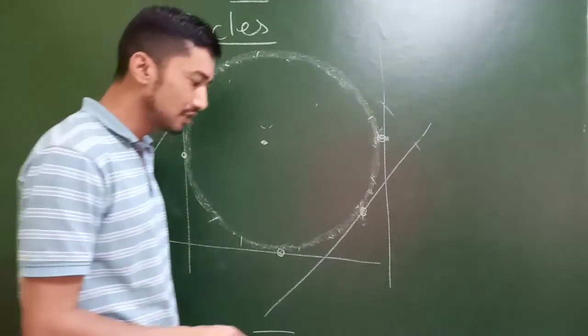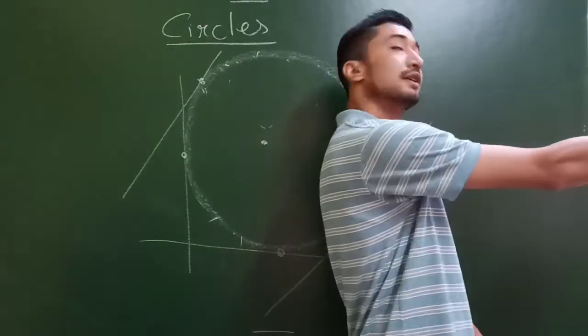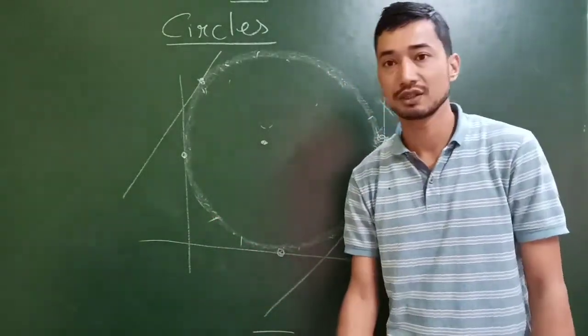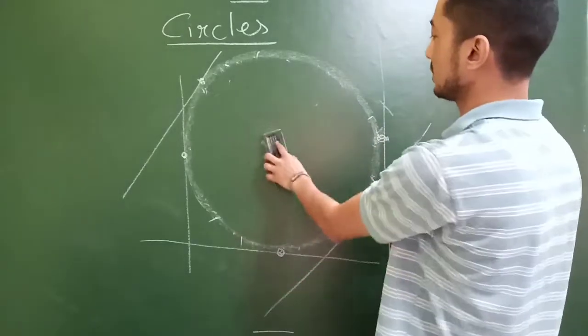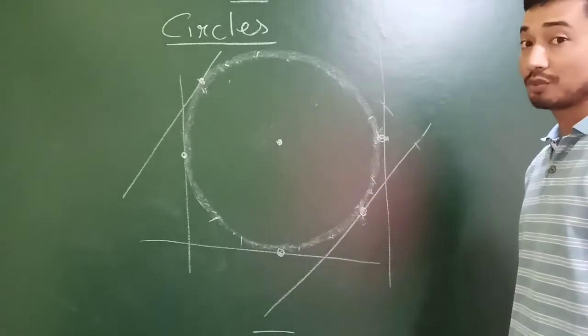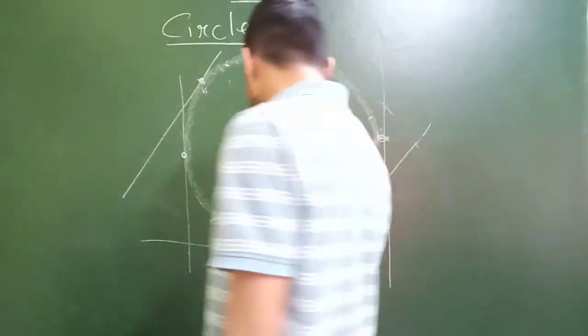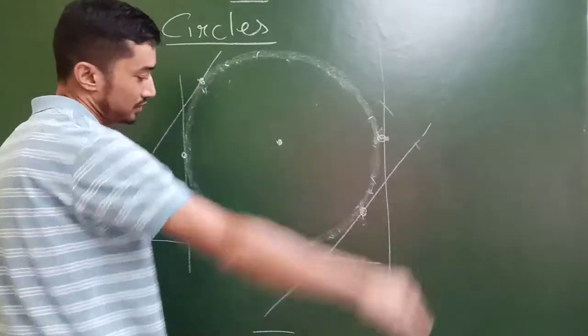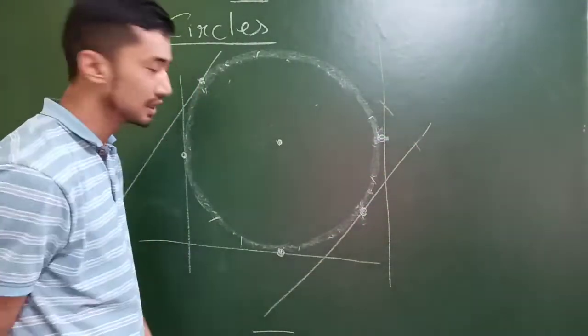What is a tangent? A tangent is just a straight line that is passing through a circle, but it touches at only one point. Got that? Touching at only one point. Alright? Once again, a tangent is nothing but a straight line passing through a circle, touching at only one point.